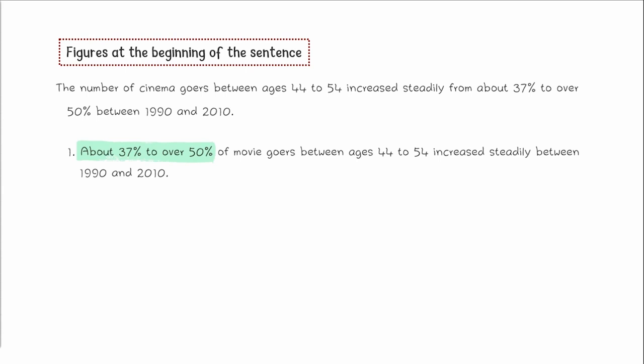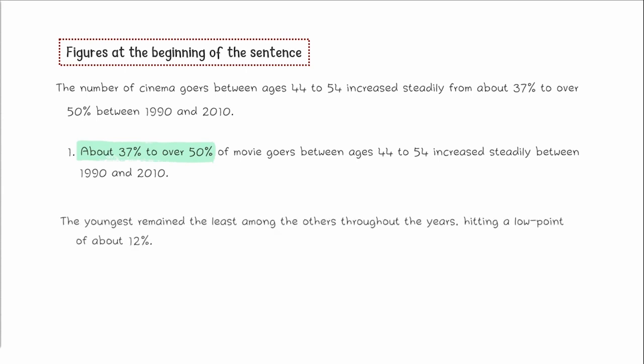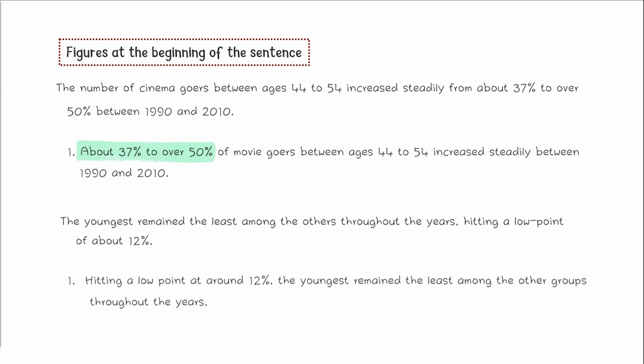This sentence, the youngest remained the least among the others throughout the years, hitting a low point of about 12%, can also be presented in this way: hitting a low point of around 12%, the youngest remained the least among the other groups throughout the years.